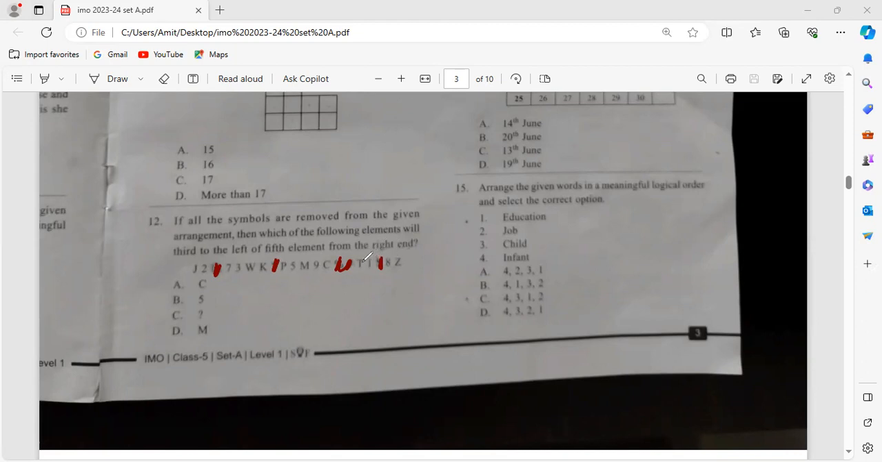So 1, 2, 3, 4, 5, 6. 1, 2, 3, 4. So this is the fifth element. Then what will be third to the left? So this is 1, 2, 3 left, and third to the left of the fifth element from the right hand. So it will be option B. B for Bolivia. Let's move on.